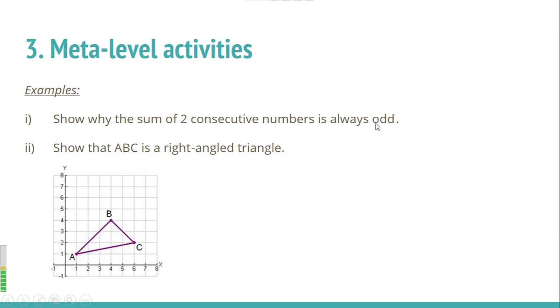Since the first one has been discussed before, for the second one, we can prove that ABC is a right angle triangle by asking students to measure all the lengths of AB, BC, and AC and to put them in an equation using the Pythagoras theorem. So the global meta level activity here refers to the justifying of why ABC is a right angle triangle with reference to the Pythagoras theorem.